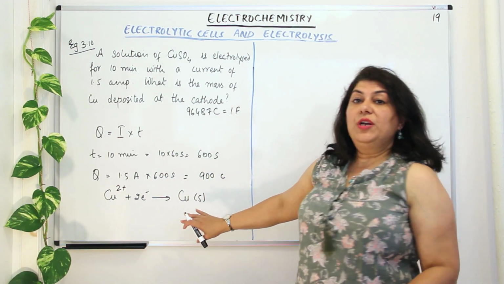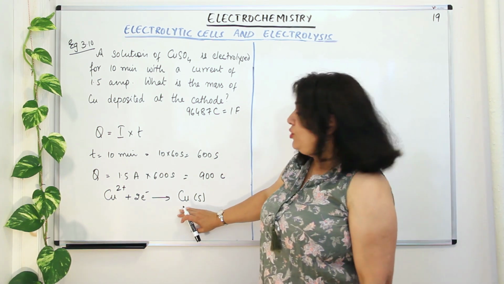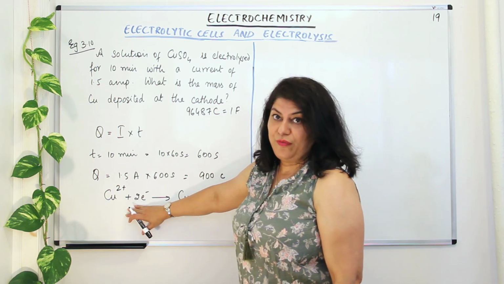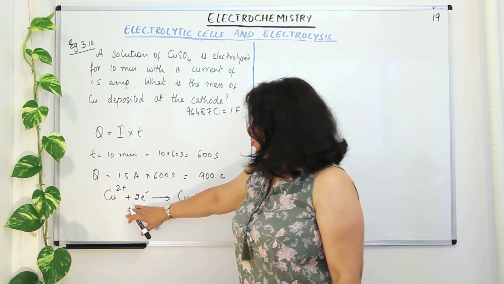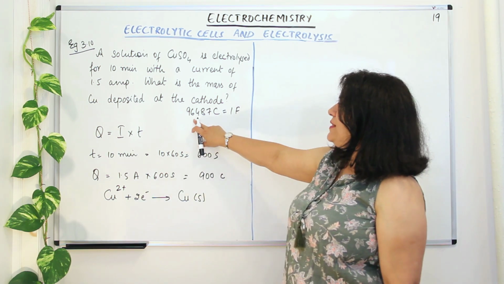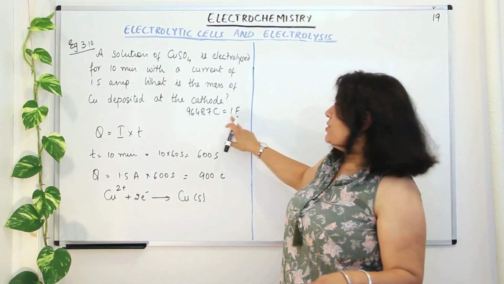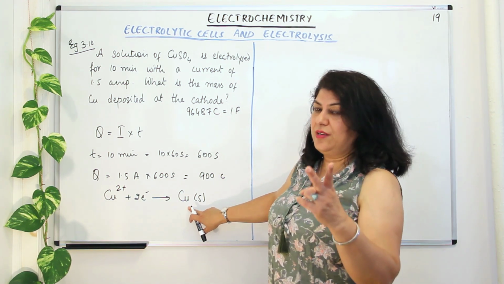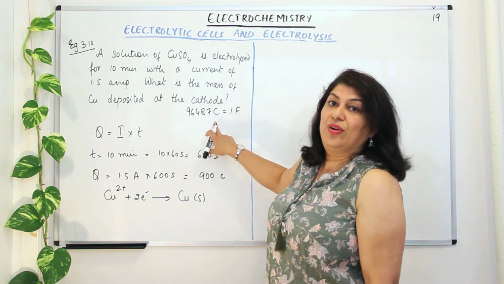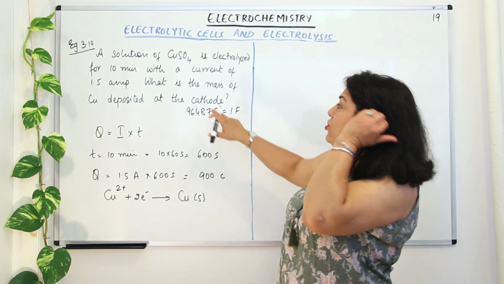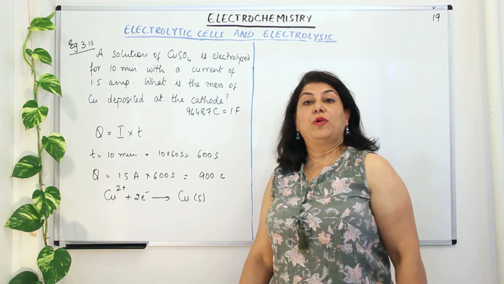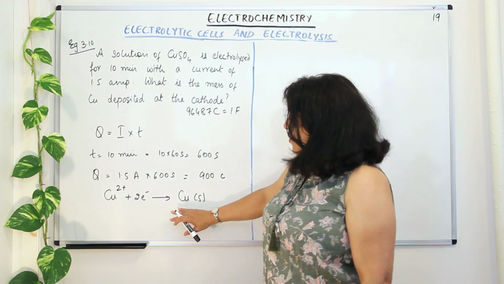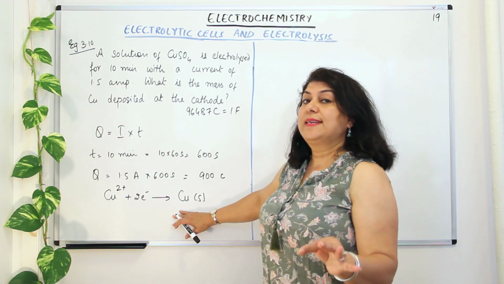Now, in order to get 1 mole of copper, how much electric current do you need? You need a charge equal to 2 moles of electrons. The charge of 1 mole of electrons is equal to 96487 coulombs, which is equal to 1 Faraday. So in order to deposit 1 mole of copper, you need 2 Faradays of current, which is twice this amount. And we want to know the mass of copper deposited. For 1 mole of copper, the mass of copper is 63 grams.